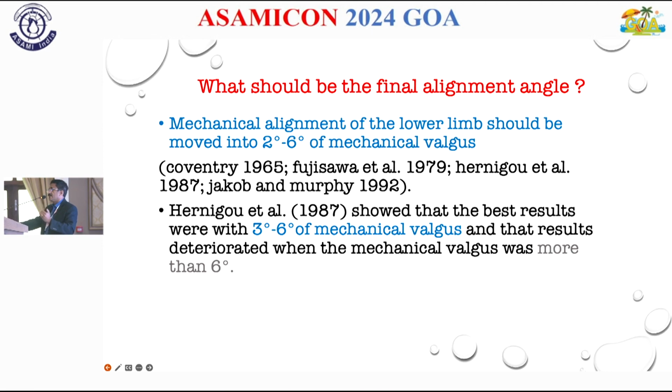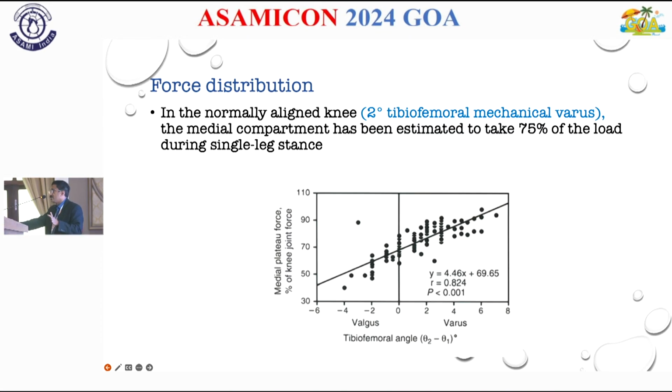So there are a lot of studies regarding this. The consensus is 2 to 6 degrees. That should be the final mechanical axis. So why 2 to 6 degrees? Why not more than that? This you will only understand by the force distribution around the tibial condyle.